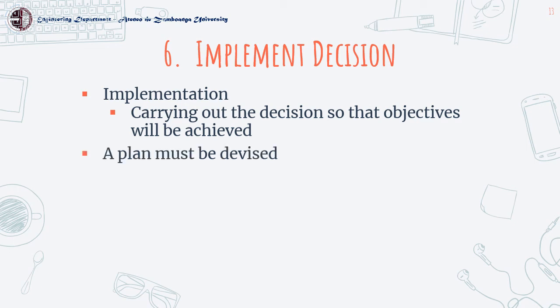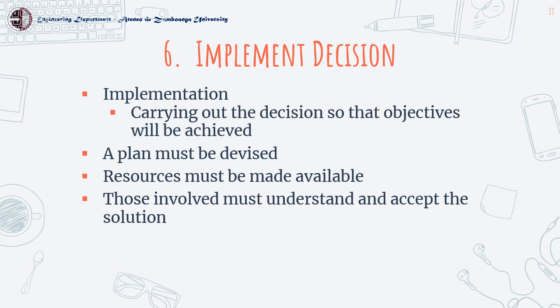And to make the implementation effective, a plan must be devised. So at this stage, during the implementation stage, resources must be allocated, be it facilities, raw materials, or machines, or even human resource should be made available for this solution. And those who are involved in implementation must understand and accept the solution for it to be effective and successful.